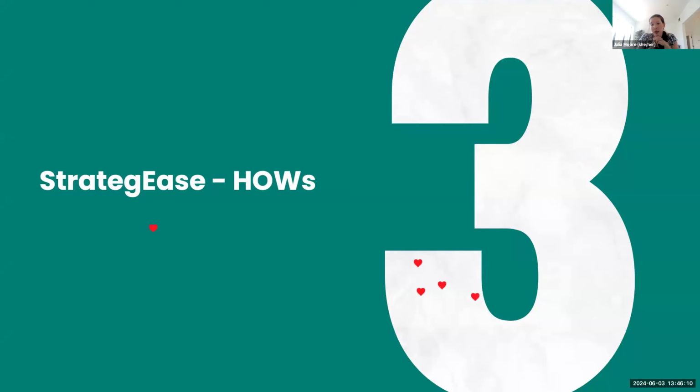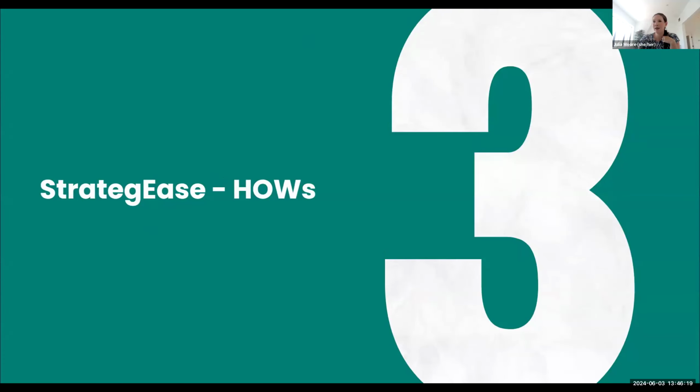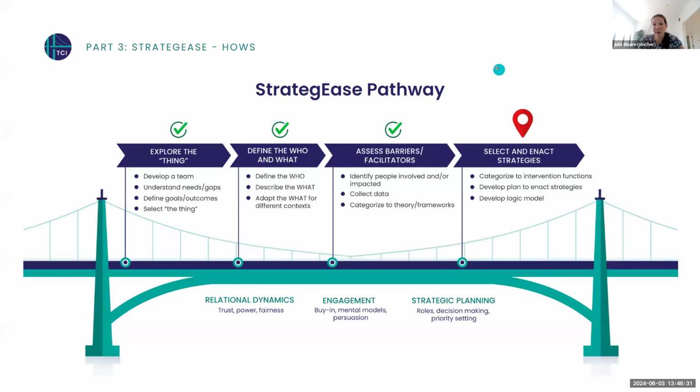Once we understand people's barriers and facilitators, then we want to go and pick strategies that are going to support people to change. And so that's this last step of this pathway.